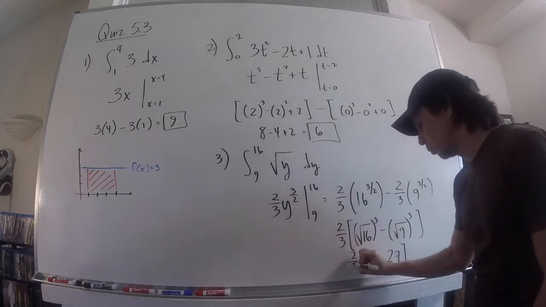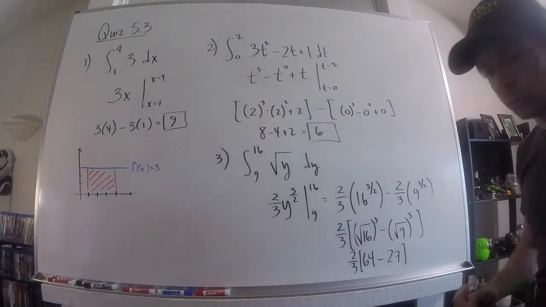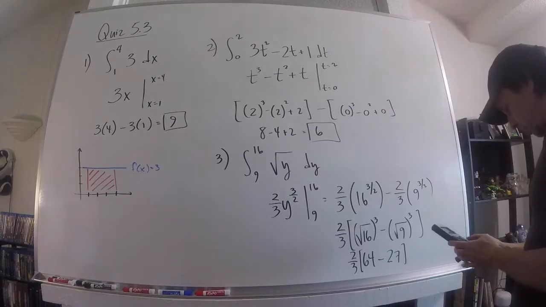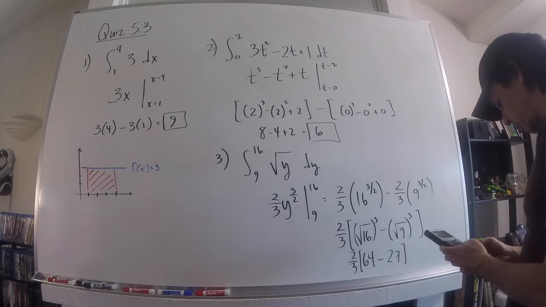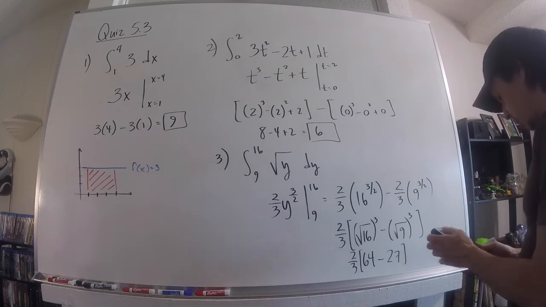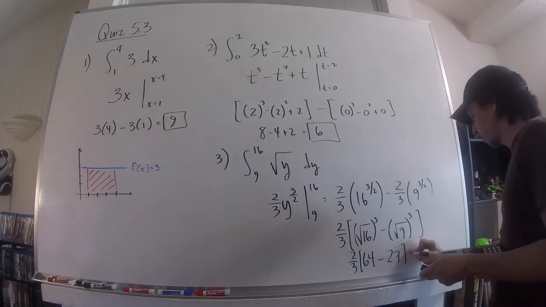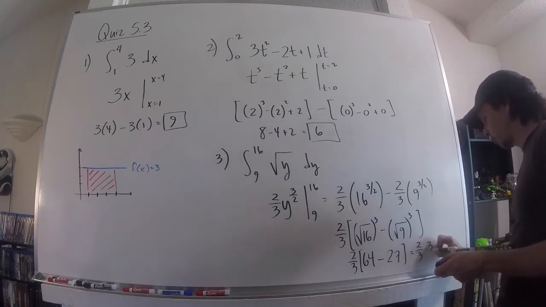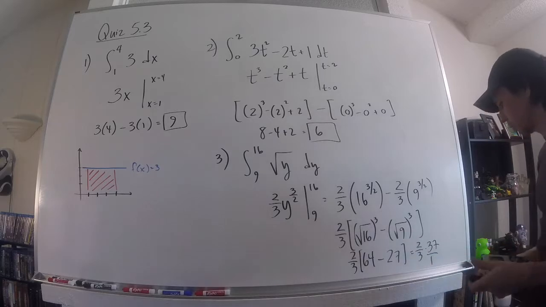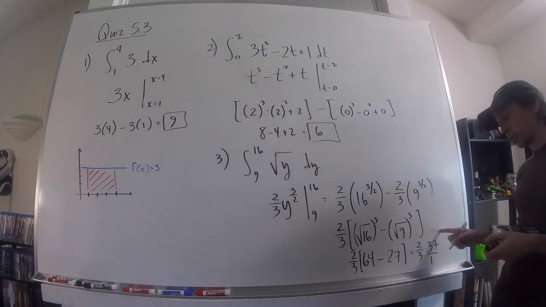Multiplied by the 2/3 from that coefficient there. Don't lose track of that. Let me see, 64 minus 27, wrong, 64 minus 27, 37. That's 37, let me write it out. 2/3 times 37, I'm going to put that over 1 to do multiplication of fractions. 37, 3 goes into 37? Nope.